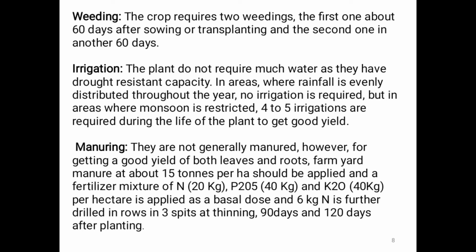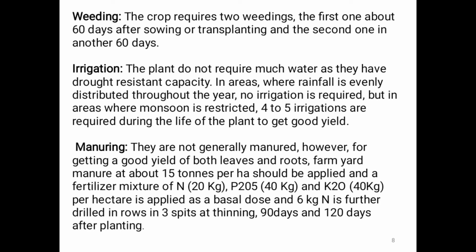The next, irrigation. The plants do not require much water as they have drought resistant capacity. In areas where rainfall is evenly distributed throughout the year, no irrigation is required, but in areas where the monsoon is restricted, 4 to 5 irrigations are required during the life of the plant to get a good yield.